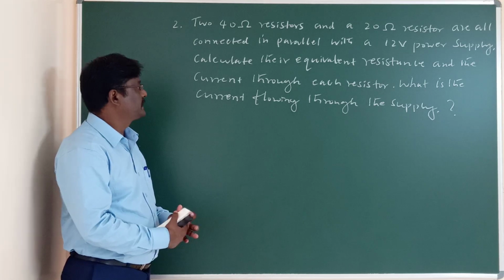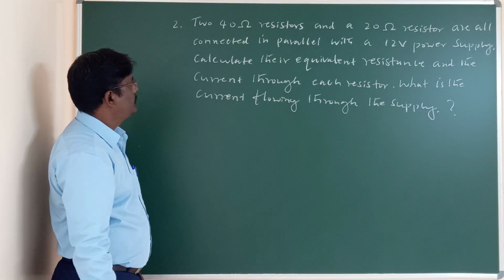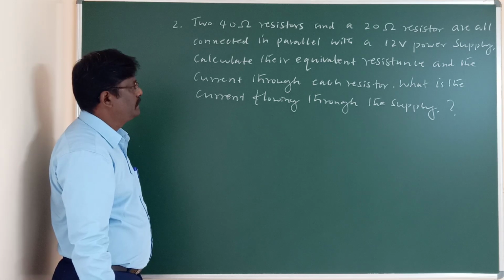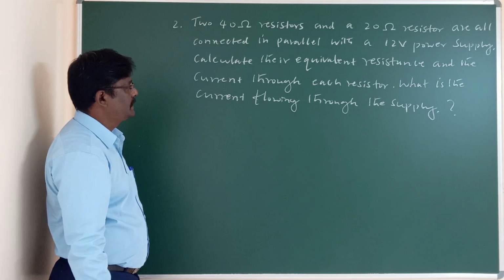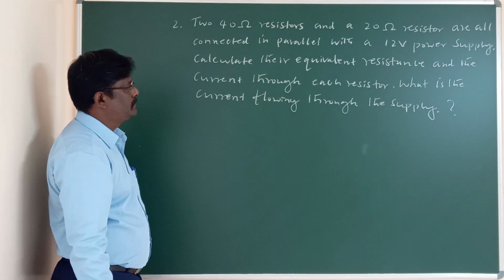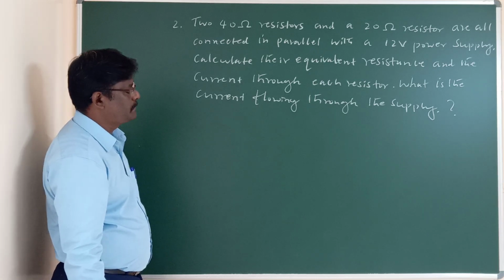Okay, children. In the second problem, we are given two 40 ohm resistors and one 20 ohm resistor. They are connected in parallel with a 12 V power supply. Calculate the equivalent resistance and the current through each resistor. What is the current flowing through the supply?